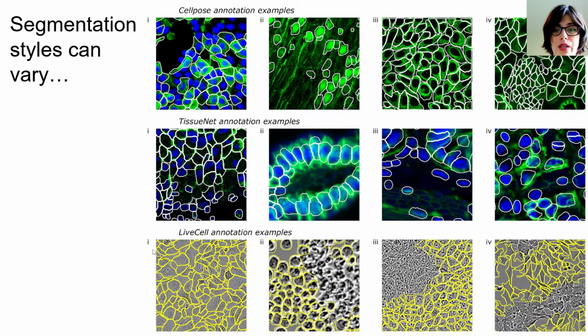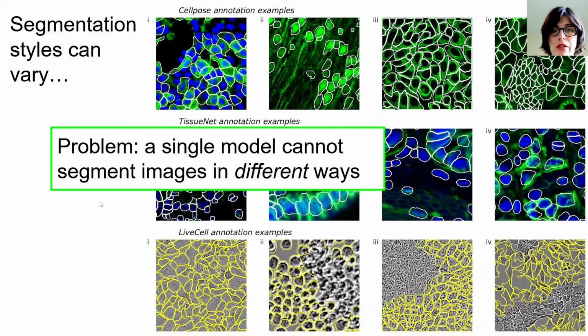Similarly, we saw different annotation styles in another large data set that was recently released, the live cell data set, where basically the annotators did not segment in areas of ambiguity, and so there are large areas of the image that might not be segmented depending on the density. And also they were careful to segment all of these processes. So those are 2 different biases that the live cell data set has compared to other data sets. And so we have this problem that a single model cannot segment images in different ways. And so we potentially need multiple models in order to capture the variability across segmentation styles.